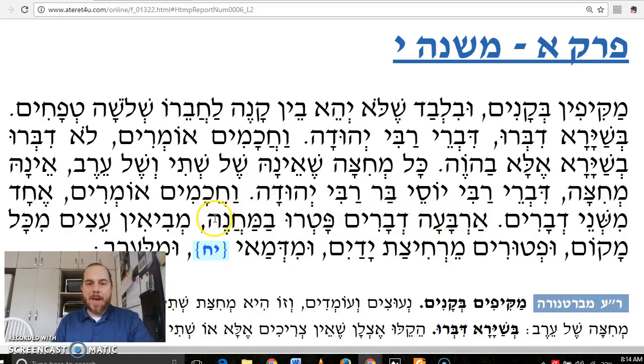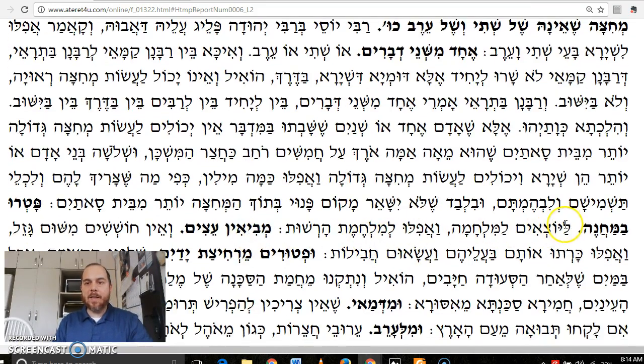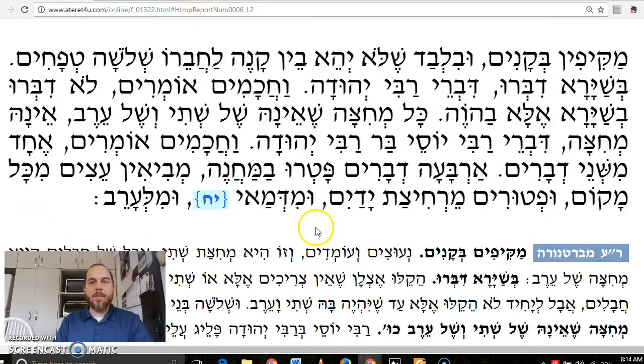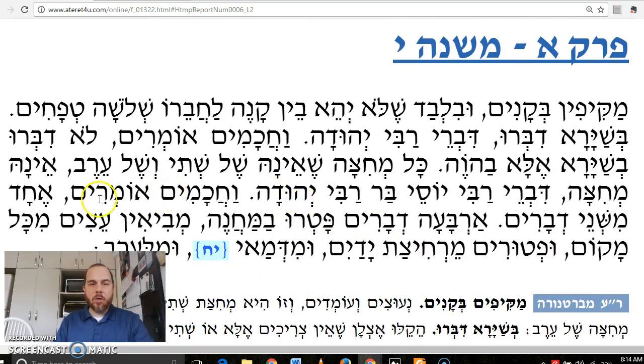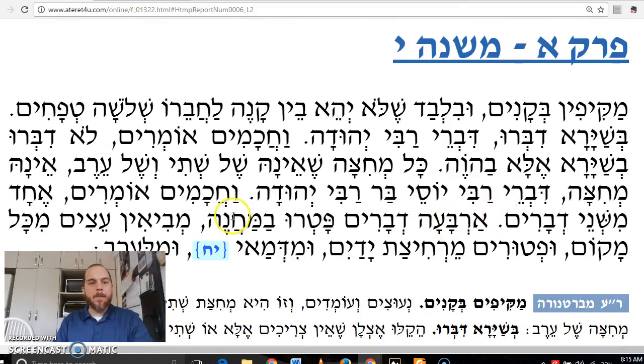Arba dvarim patu b'machaneh. So we're talking about a machaneh. A machaneh is a military camp. The Bartidara says, machaneh liotzim milchama. So there were certain kulot, afilu l'milchemet harashut. The Chachamim gave certain leniencies for soldiers who had to go out and make a military camp. One, mivi'im eitzi mikol makom. They're allowed to take wood from anywhere. Meaning, even if people cut down wood, and even if the people tied it up already, the Bartidara says, ein chosheshim shum gezel. They were allowed to take it for whatever reason. Okay? They were allowed to do that.